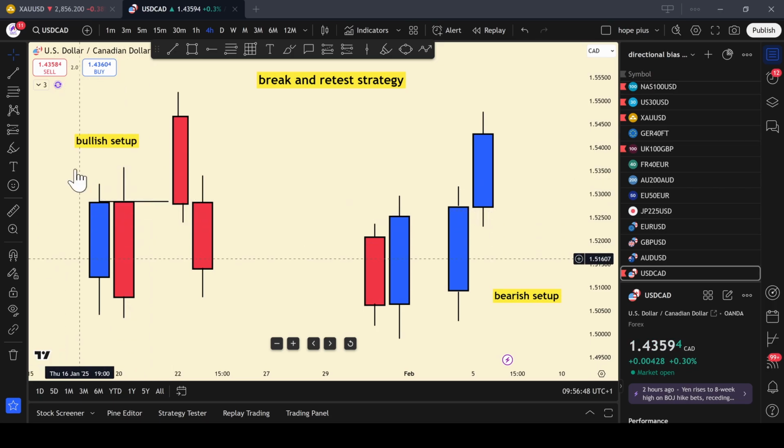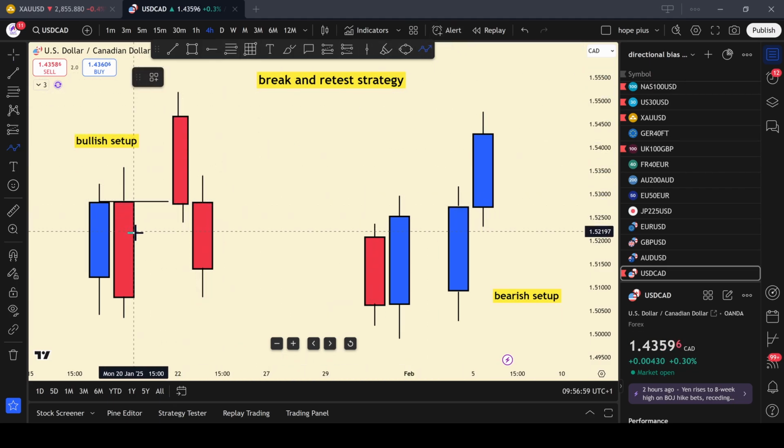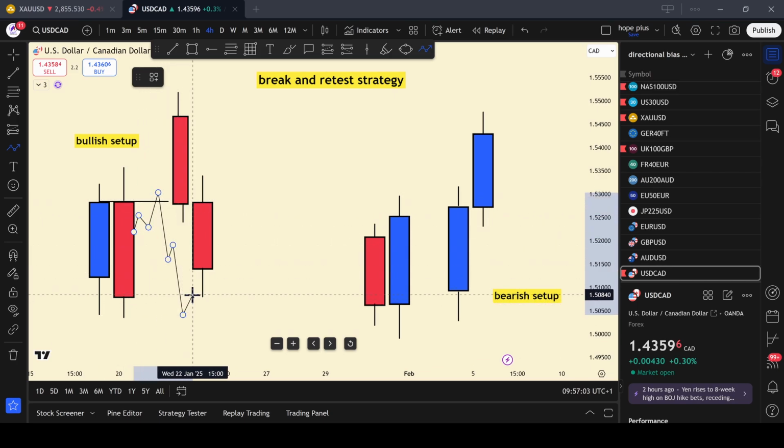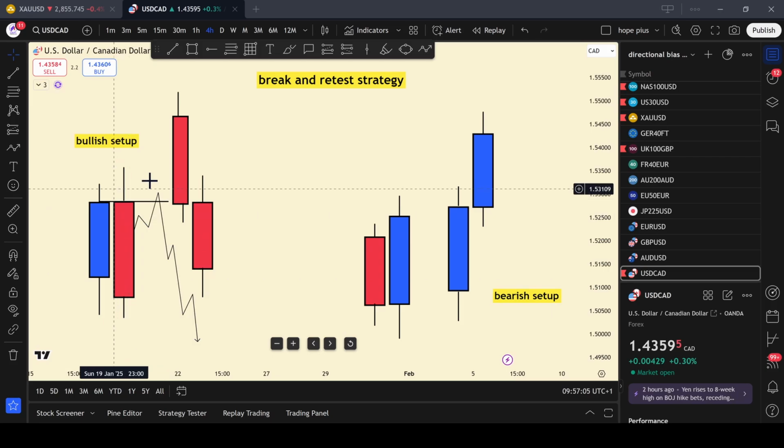Now, what are you doing with this level? We are looking at a break and retest. Normally, when price comes to this level, price is expected to reject. All right. And then trade to the downside. That is how we expect price to behave.